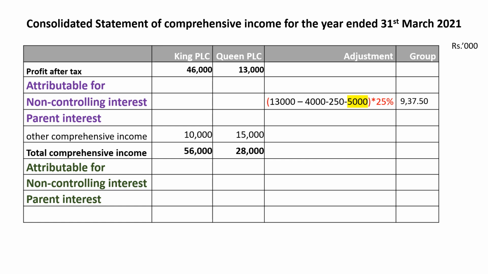Now we are going to take the comprehensive income of King and Queen, which is 25,000. From the total comprehensive income, we have to see how much is attributable to non-controlling interest. For that, we are going to take Queen PLC's 28,000. From that, we are going to deduct all the unrealized profits. Then we are going to deduct the impairment loss. From the remaining balance, we are going to take 25%. Therefore, the balance is 4,687 rupees and 50 cents.